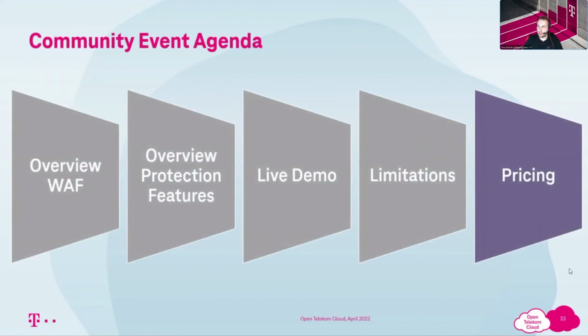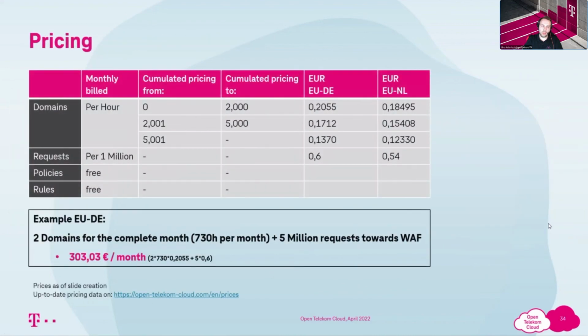Yes, as a last point, we have pricing. And for the pricing, like I said in the beginning, the pricing is pay per use, so you pay per hour and per requests. So let's start with the less important one. It's the request. It's paid per 1 million, meaning for 1 million requests to the WAF, you pay about 60 cents. That is not really a high amount to be considered.